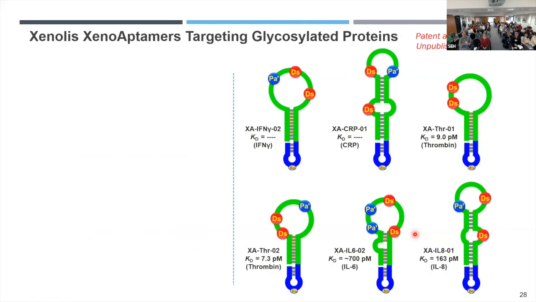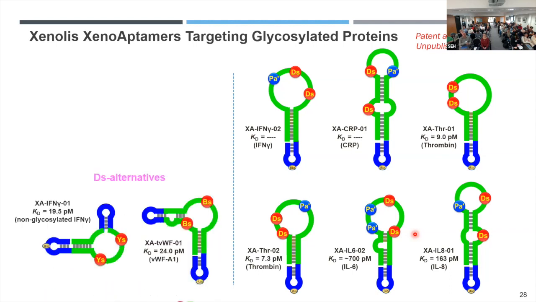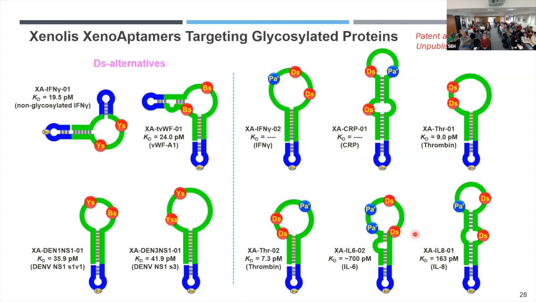Currently, last month, we performed the six-letter aptamer generation method. And now we have these aptamers: interferon gamma, CRP, thrombin, IL-6 and IL-8. We have still not optimized these aptamers. So that's why maybe the KD values will improve much more, especially using these alternatives. These are the alternatives we already talked about, mostly with KD values of several tens of picomolar.